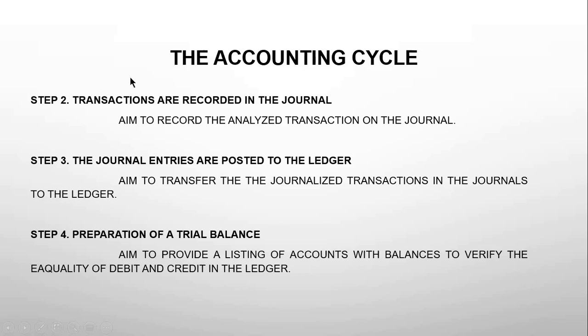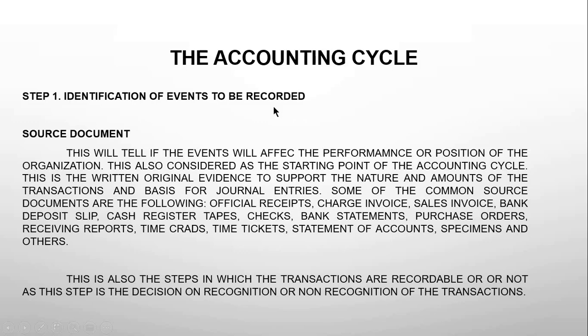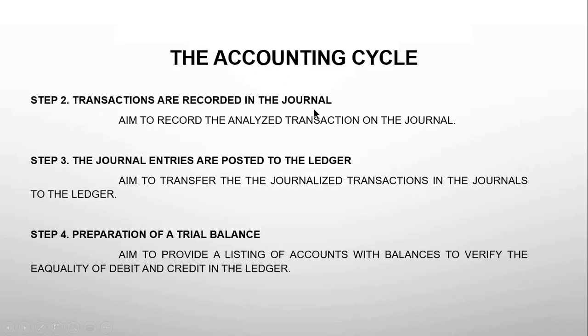So technically, step 1 is identification. Step 2 is recording to the journal. Step 3 is summarizing to the ledger, or posting the entries in the journal to the ledger. And then for step 4, we have the preparation of a trial balance. It aims to provide a listing of accounts with balances to verify the equality of debit and credit in the ledger.